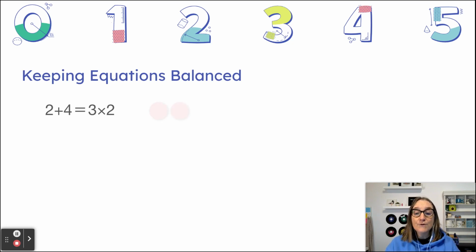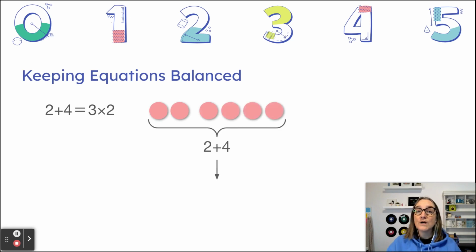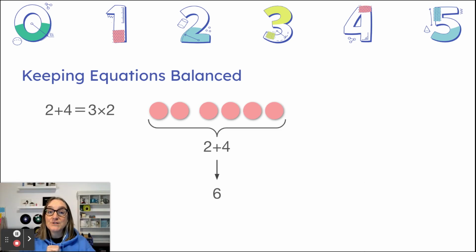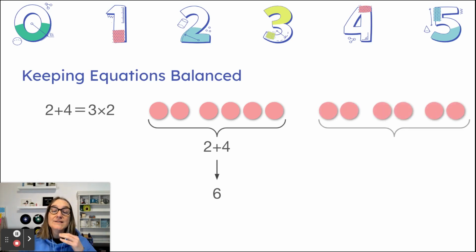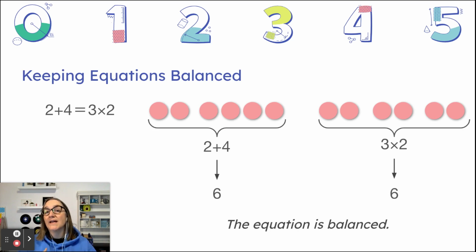So here's how I'm going to do it. For the 2 plus 4, I'm going to model it like this: 2 counters and 4 more counters, 2 plus 4. We see how this represents 2 plus 4, which adds up to a sum of 6. Next, we can show 3 times 2 like this, as 3 groups of 2. And we see how this picture represents 3 times 2, which gives us a product of 6. We see that both sides equal 6, so we can say the equation is balanced.